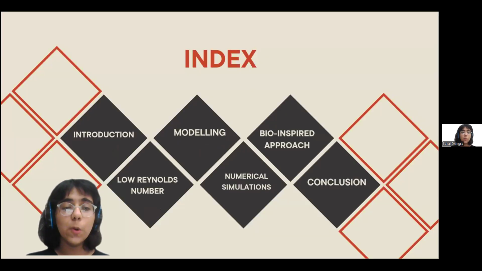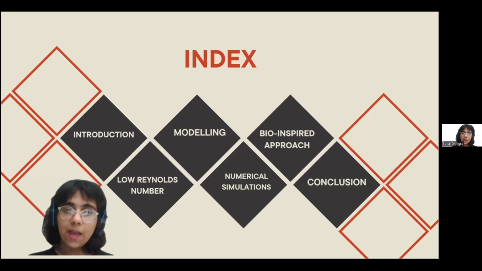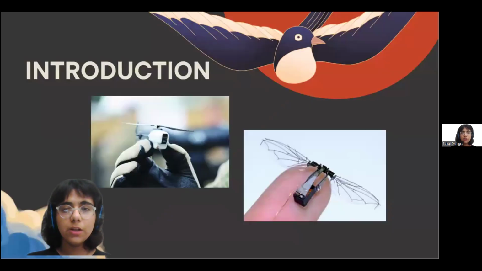We'll be going in a flow wherein I will first introduce my research. We'll go over the low Reynolds number. We'll go over the modeling of the research and the designs of MAVs, numerical solutions to them, bio-inspired approaches, and finally the conclusion. To begin, micro-air vehicles or MAVs are very small aircraft, usually weighing less than 200 grams and with wingspans shorter than 15 centimeters.